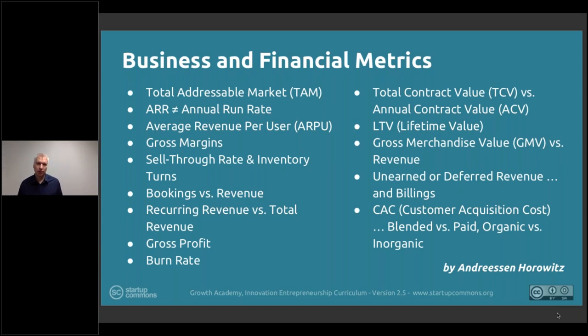So the total addressable market: that is basically how big is the market that you are envisioning for your product or service. Find a way to calculate what that market would be for you. And then of course be realistic, taking into account your abilities to access that market, address it, reach it, and also the competition factor in that.